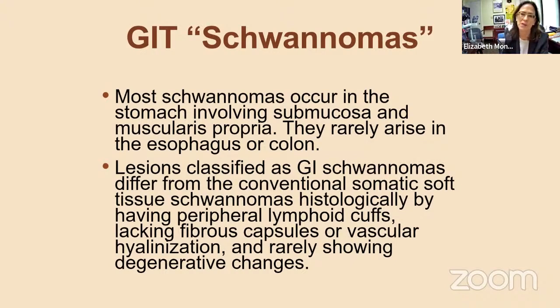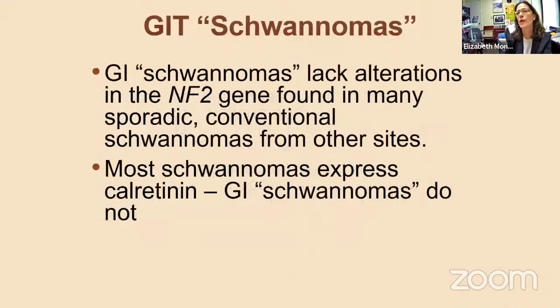Once in a while, you'll see them in the esophagus or colon, and they're weird. In contrast to conventional soft tissue schwannomas, they almost always or always have these peripheral lymphoid cuffs. They don't usually have a decent fibrous capsule or vascular hyalinization, and very few of them show the degenerative changes of the type that I just showed you.